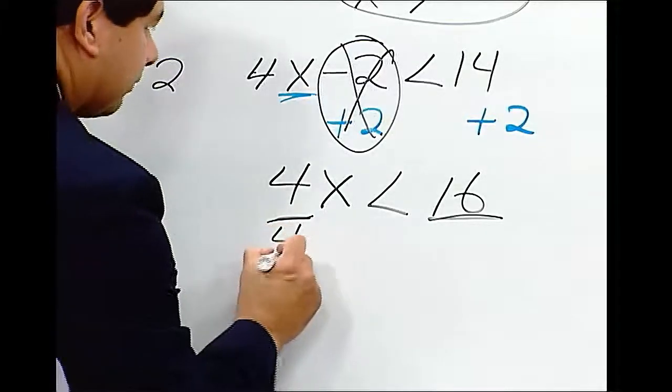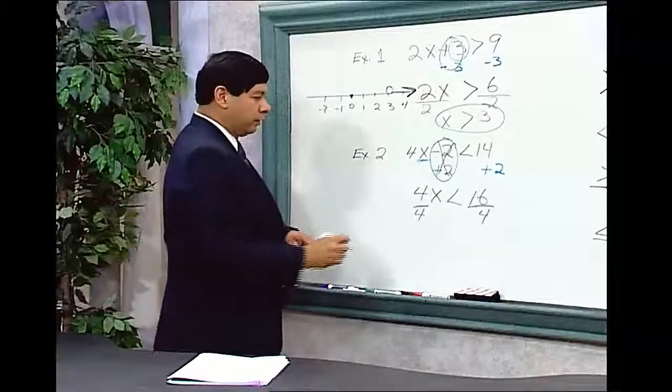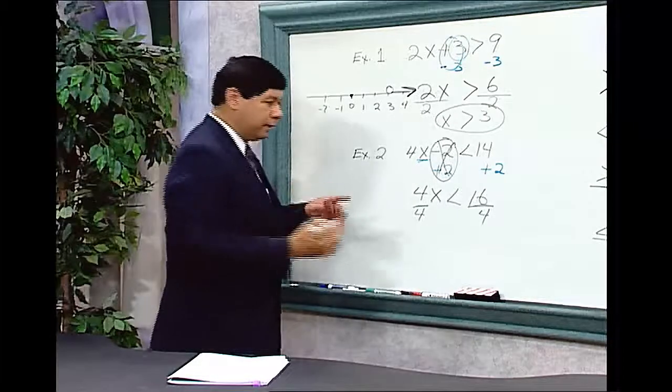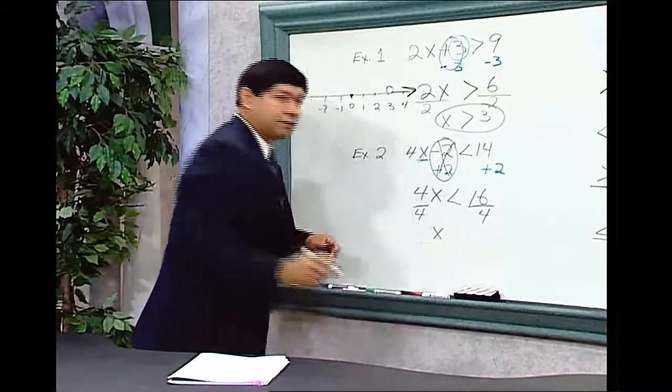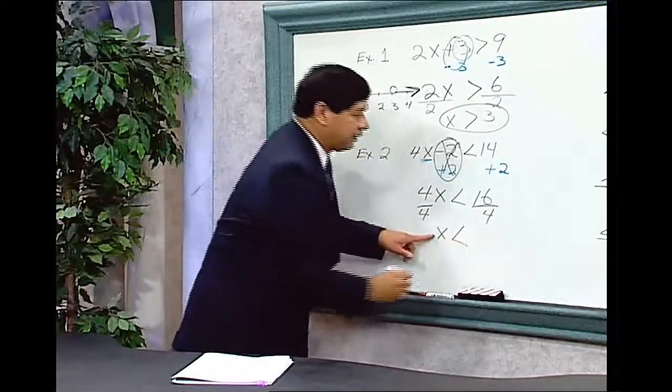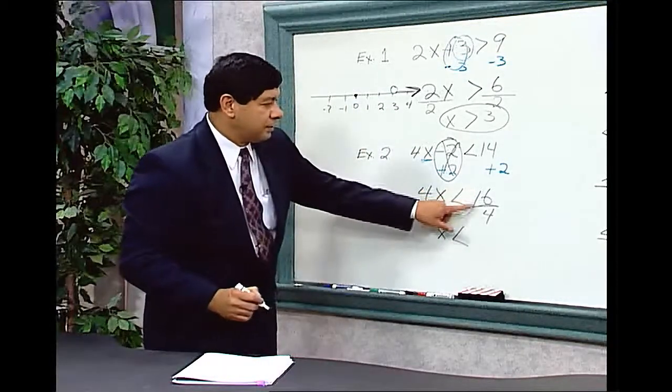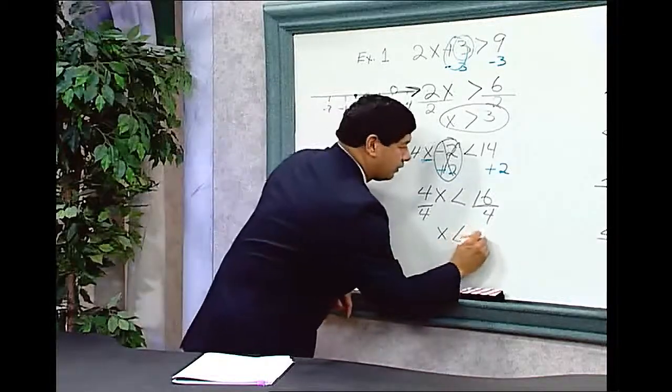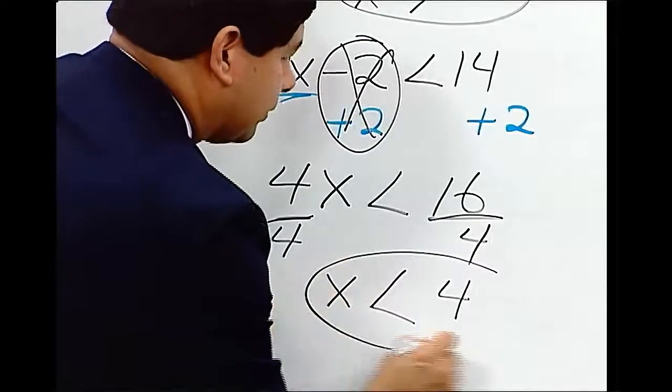So let's divide this side by 4 and this side by 4. 4 divided by 4 is 1, and we have our x by itself. That's what we're looking for. And that is less than 16 divided by 4 is 4. And here's our solution.